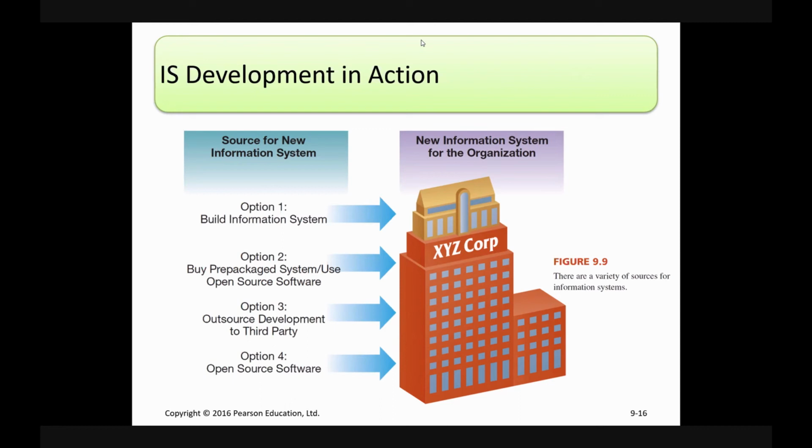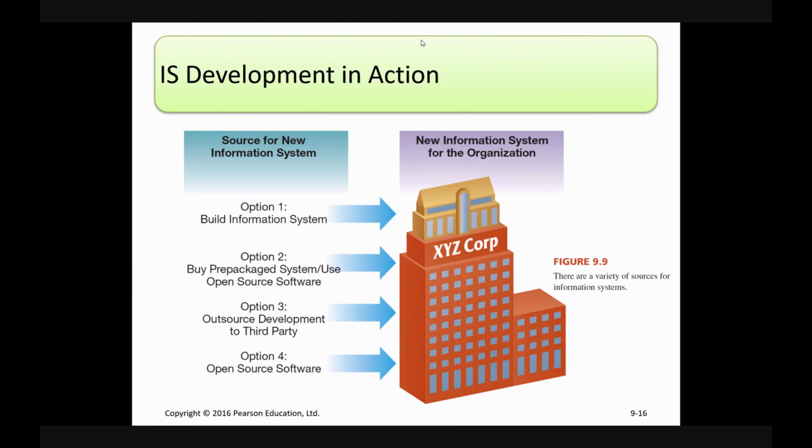So very first thing, your organization, like in the slide, XYZ Corporation, this is your organization. And this organization needs an information system. So you have different options for that. The option number 1, build the information system. For example, the university has an ICT department where many programmers are sitting and working. So they can create a system for the university, right? The organization itself can create a system.